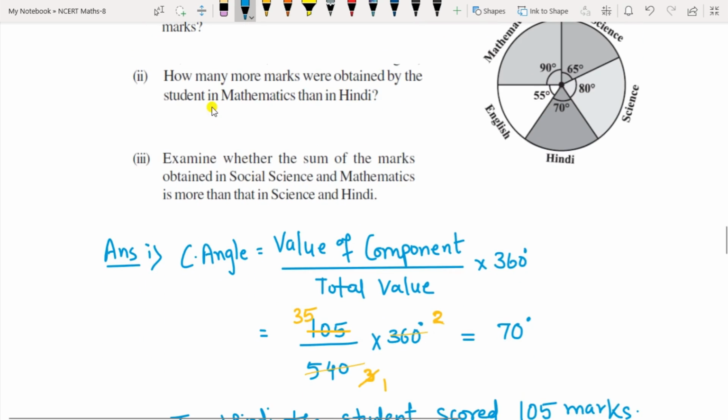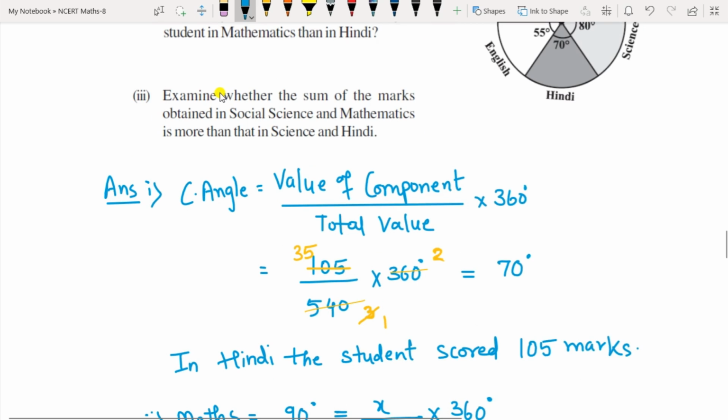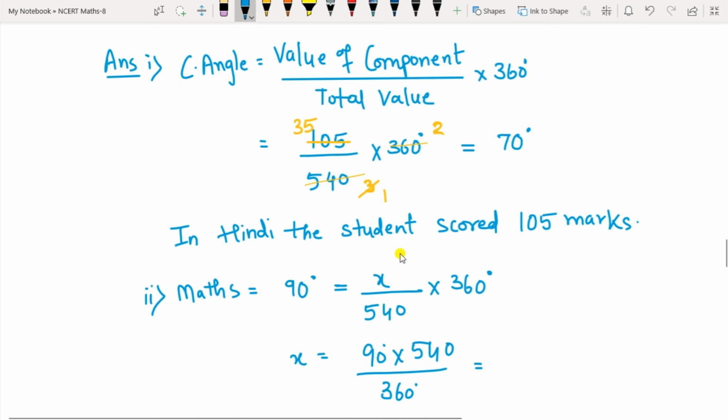The first question they have asked is, they have given the marks, so which subject represents 105 marks. So we will write the formula: central angle equal to value of component upon total value multiplied by 360. Value of the component is given as 105. Total value, the total score of all the subjects together, is 540, multiplied by 360. On cancellation, you get 70 degrees. So 70 degrees, you can see here in the pie chart, is representing the Hindi subject. So you have to write the statement that in Hindi the student scored 105 marks.